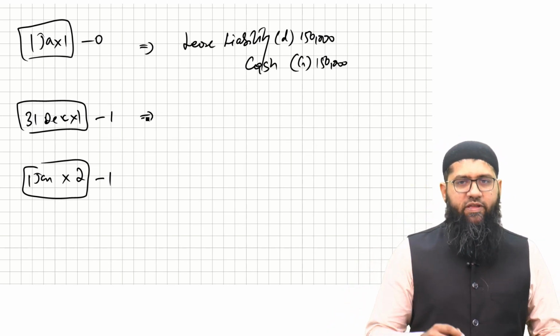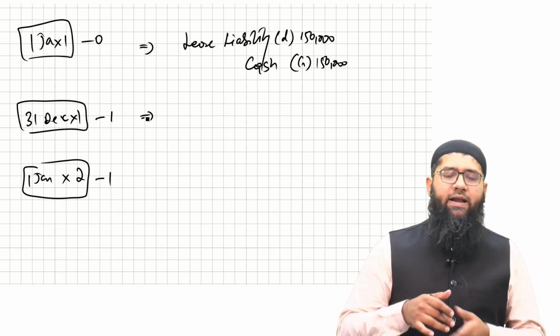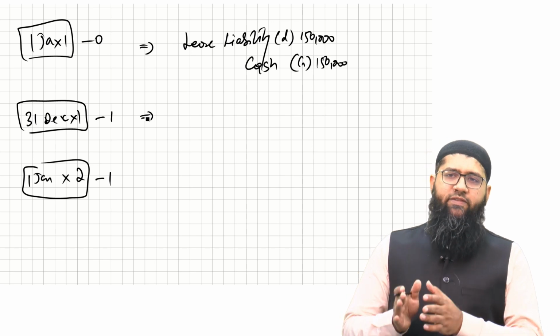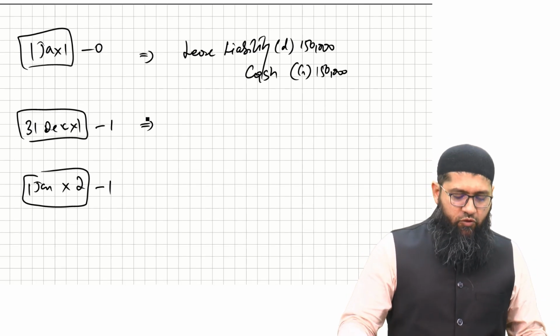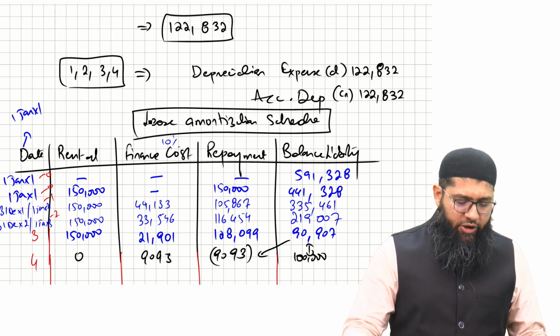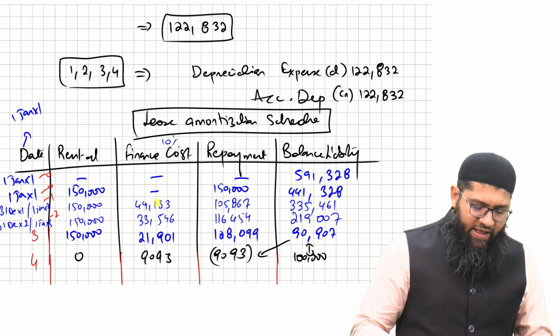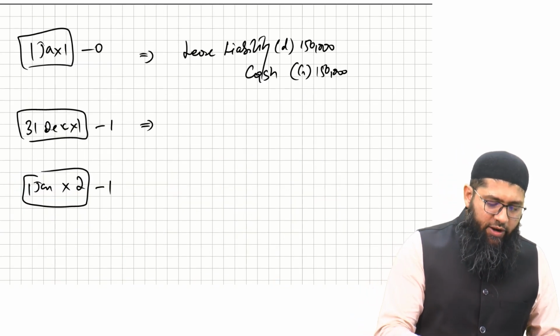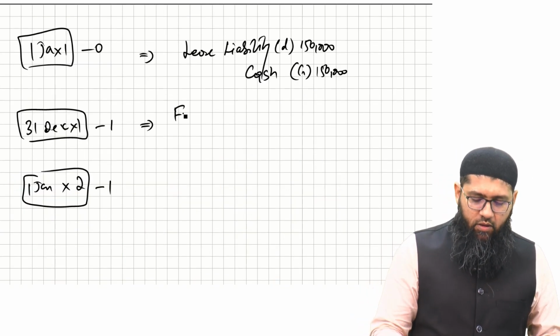Over here, since the rentals are paid in advance, the rentals are not paid in arrears. We are actually preparing the financial statement for year end. So let's say 31st December was your year end, what are you simply going to do? You're going to say, how much is the finance cost? It's 44,133.